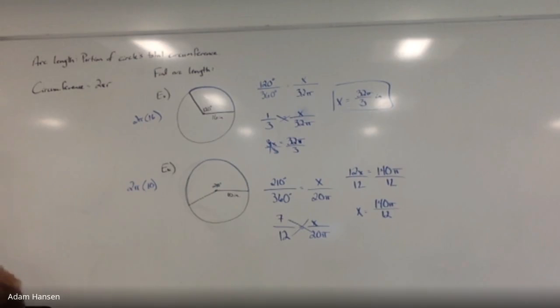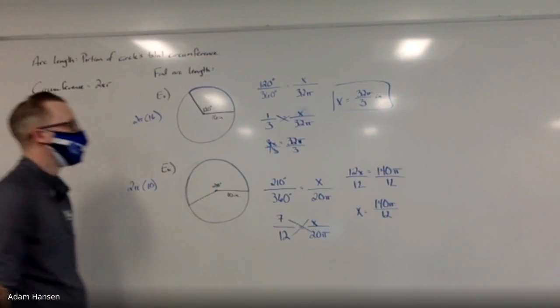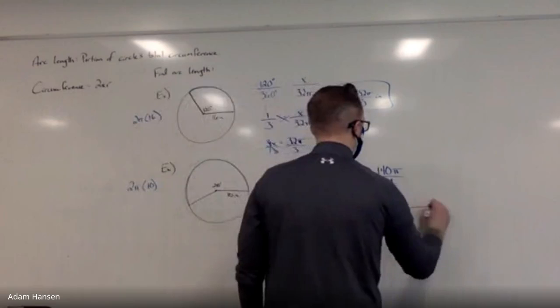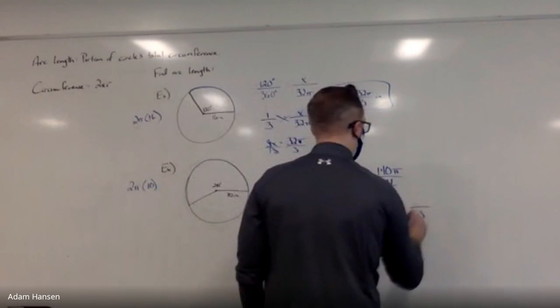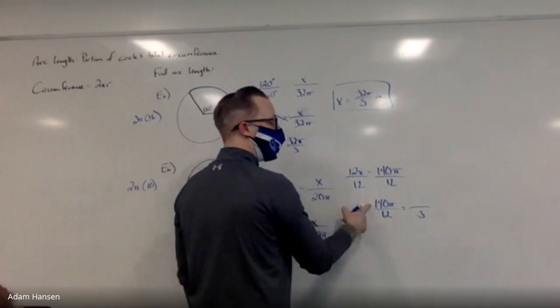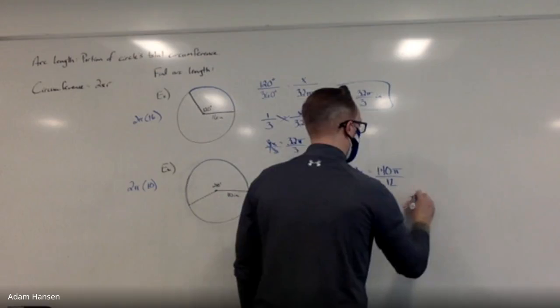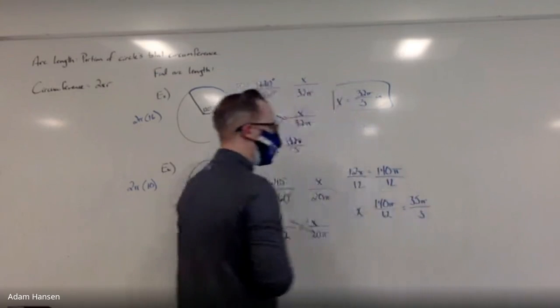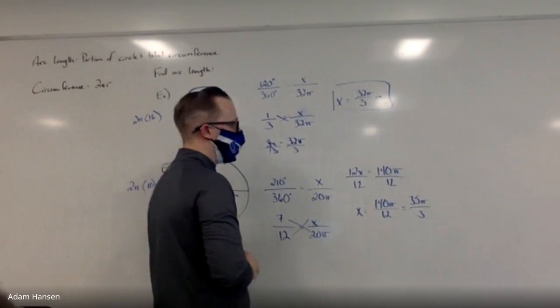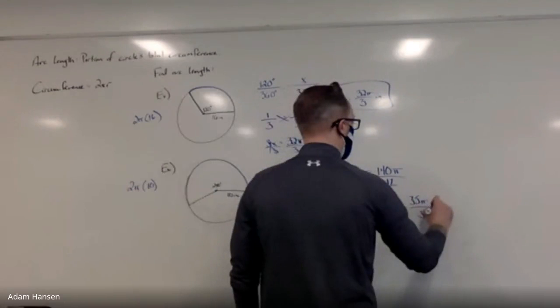How many times is 4 divided into 12? 3 times. What's 140 divided by 4? 35. 35 pi over 3, or 35 thirds times pi. That would be a length in inches as well.